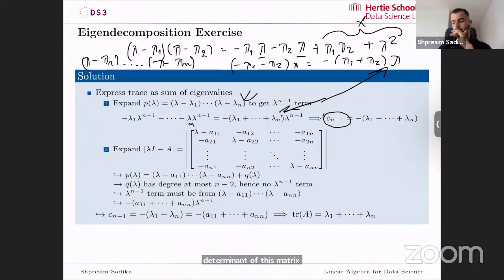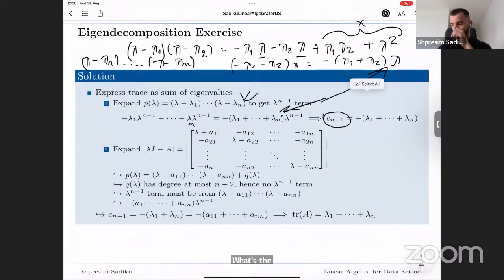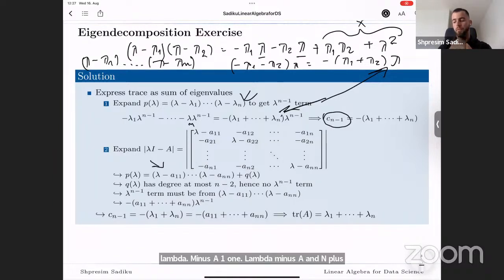Again, here we could see that the characteristic polynomial would be a product of (lambda minus a11) through (lambda minus ann), plus some polynomial of lambda, which has degree at most n minus 2 but will not have a lambda to the power n minus 1 term. Well, you can see this very easily. You would just start by using the definition of the determinant.